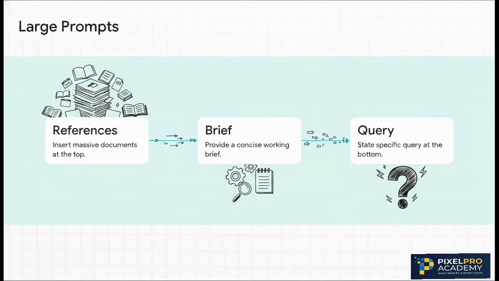But here's the catch. You can't just dump 1 million tokens into a prompt and assume the AI is going to pay equal attention to all of it. Prompt ordering is absolutely critical here to prevent information loss. So here is how you do it. Step 1. Insert those massive reference documents at the very top. Step 2. Provide a concise working brief in the middle to give it context. Step 3. State your specific query at the absolute bottom.